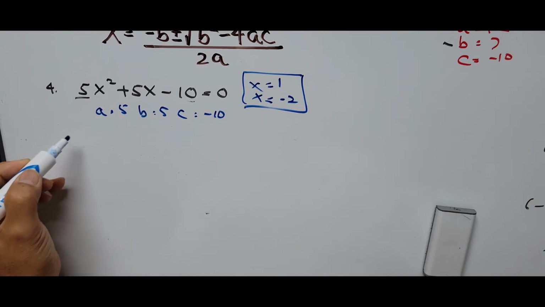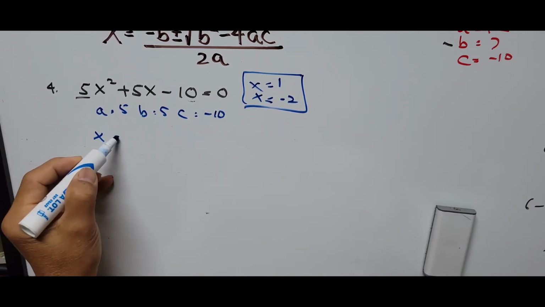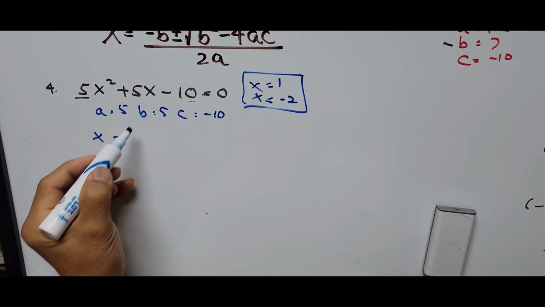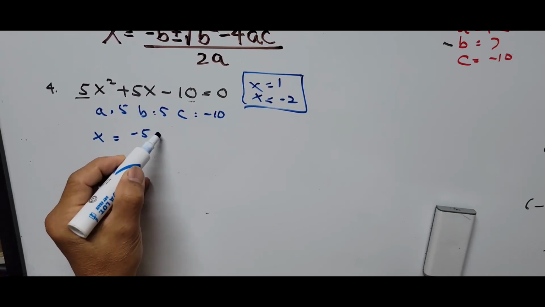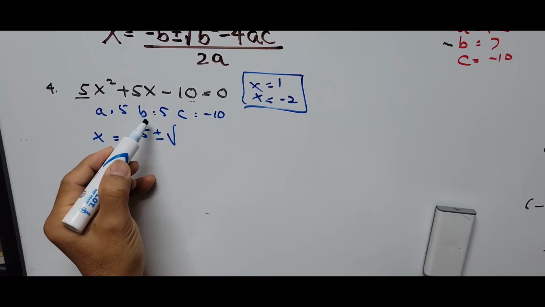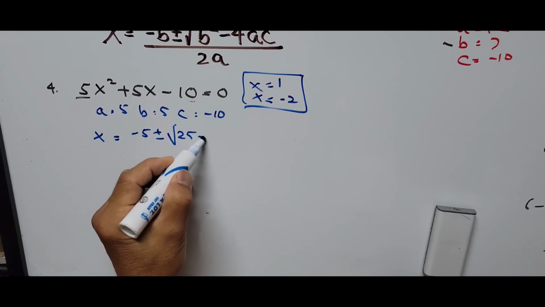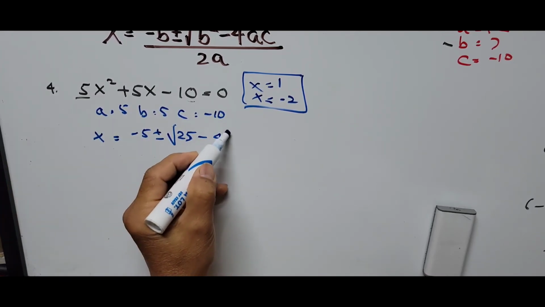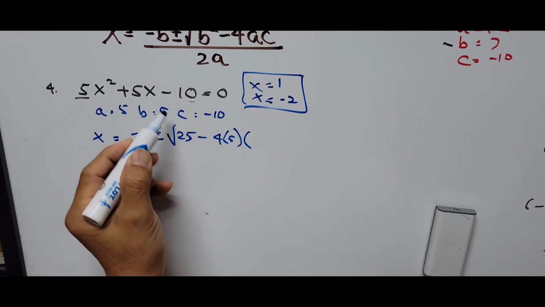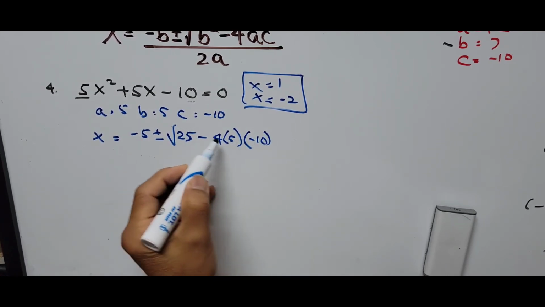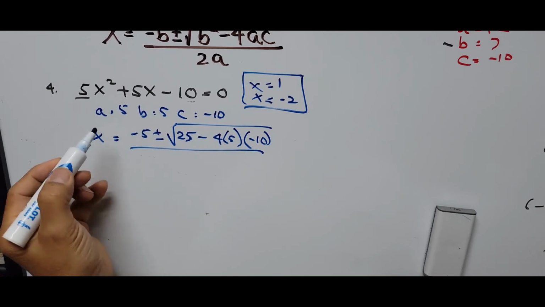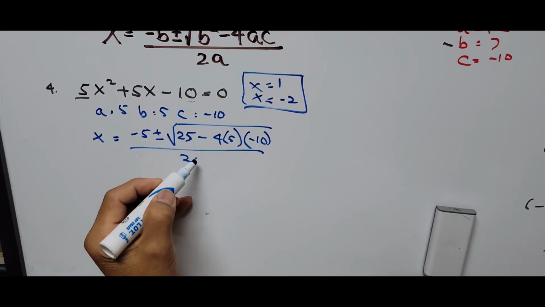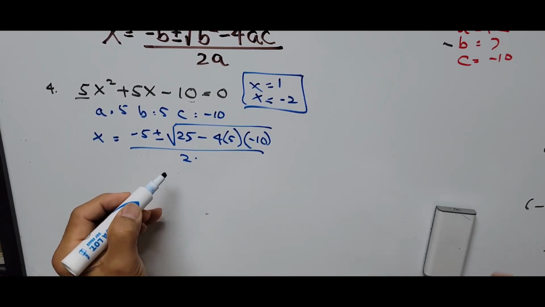So it's x equals minus b, that is minus 5, plus or minus the square root of b squared. 5 squared is 25, minus 4 times a, where a is 5 and c is -10, all over 2a. So 2 times a is 5, 2 times 5 is 10.